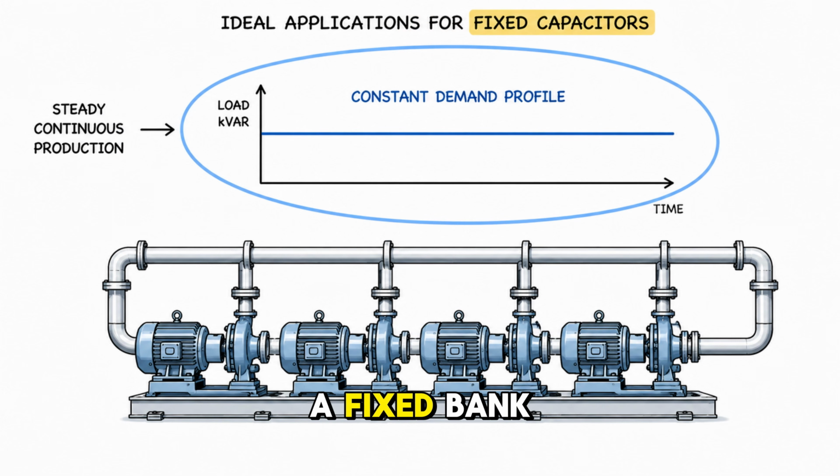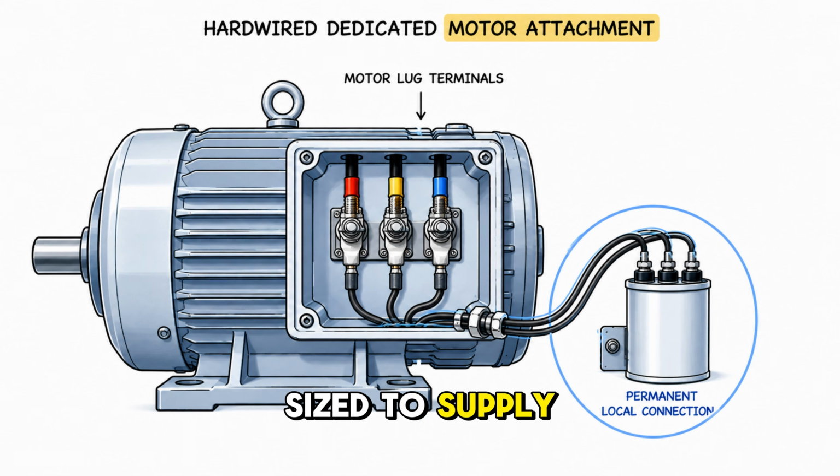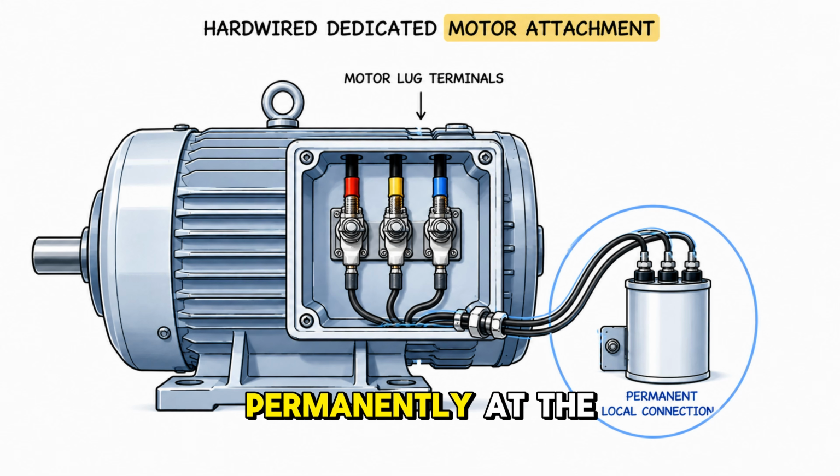Because of that, a fixed bank only suits installations where the reactive power demand of the load stays roughly constant throughout the working day, such as a facility running the same motors at the same loading level continuously. The bank gets sized to supply the reactive power that constant load requires, and it stays connected permanently at the supply bus or at the motor terminals.